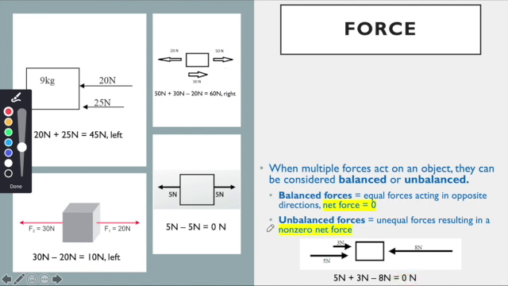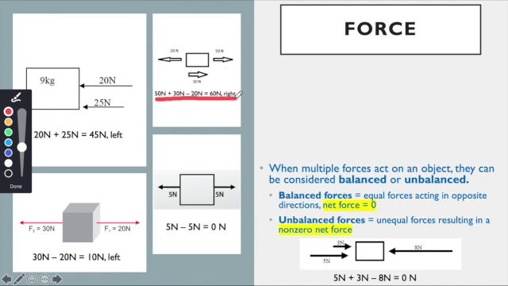Unbalanced forces occur when we have unequal forces resulting in a non-zero net force. That means a net force that is not 0. So if we look at this one over here in the top left, we see that we have 2 forces acting on this box, both pushes. This results in a net force of 45 newtons going towards the left, and this would also result in the movement of the box.